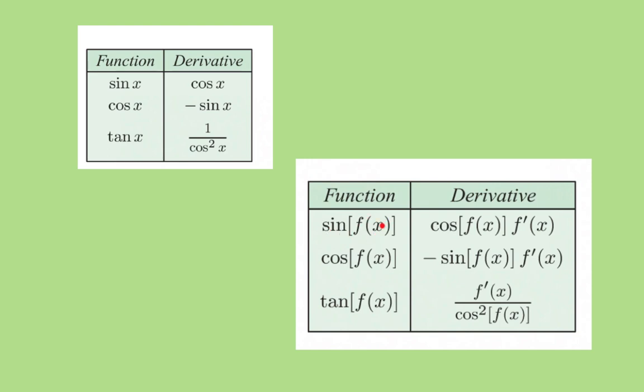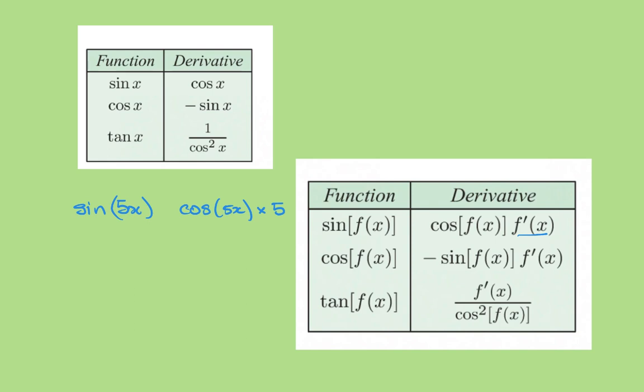Sine of a function of x, the derivative is cos of that function of x multiplied by the derivative of that function of x. So for example, if we had sine 5x, so sine of the function 5x, the derivative would be cos 5x multiplied by the derivative of the 5x, which is 5.